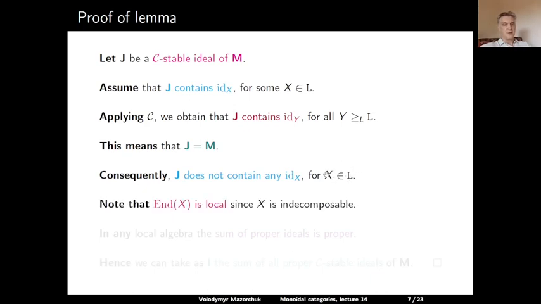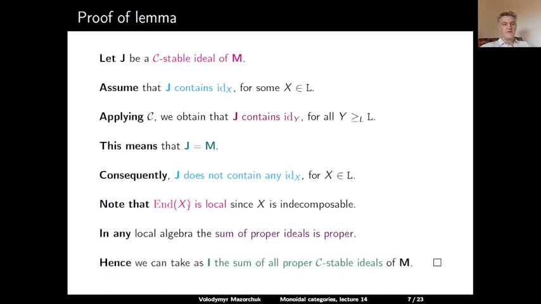So if we have an object X in our left cell L, then its endomorphism algebra is local because X is an indecomposable object. And in any local algebra, the sum of proper ideals is proper. So J_XX is an ideal of the endomorphism algebra of X. Since it doesn't contain the identities, it's a proper ideal.